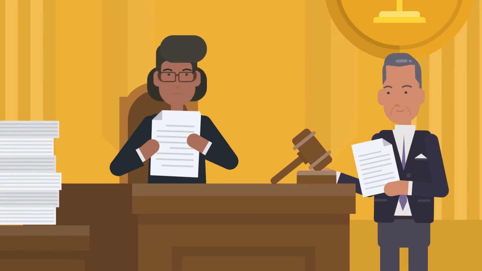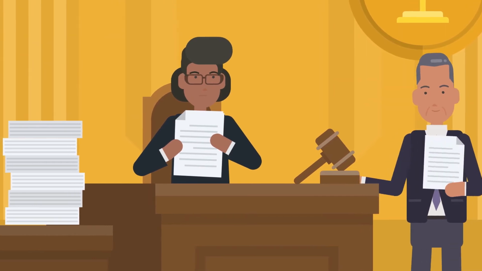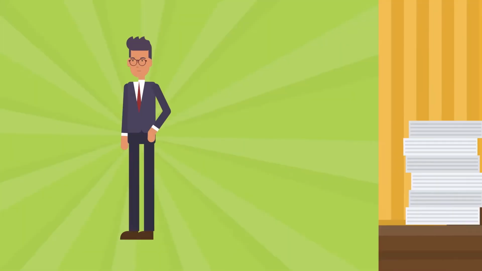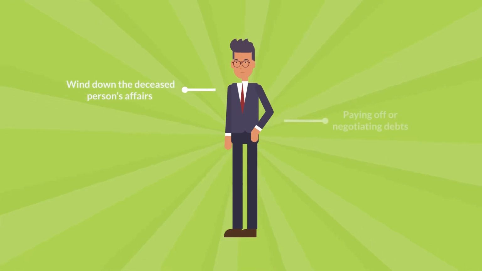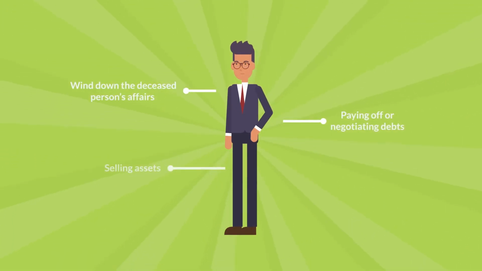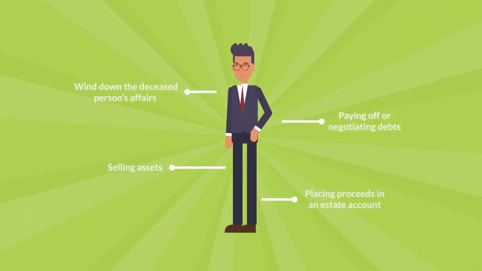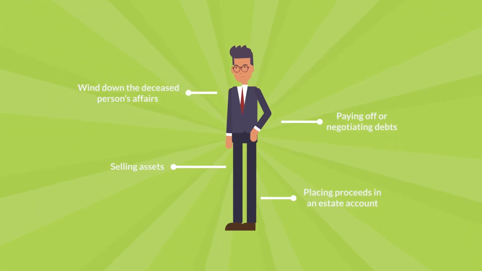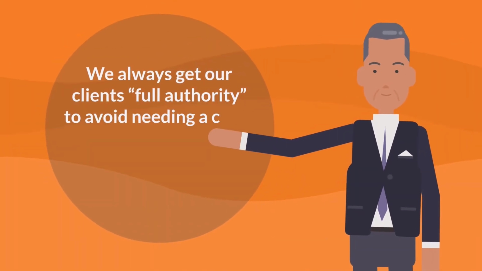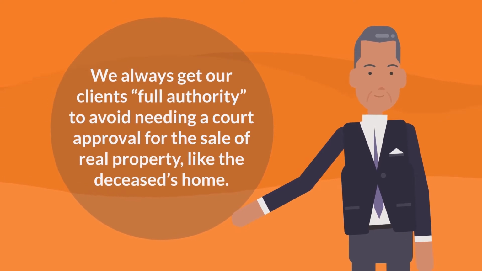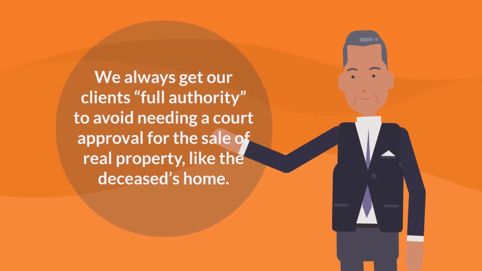The court will then issue a document called letters, which empowers the administrator or executor to wind down the deceased person's affairs, including paying off or negotiating debts, selling assets, and placing proceeds into an estate account until the probate is complete. We always get our clients full authority to avoid needing a court approval for the sale of real property, such as the deceased person's home.